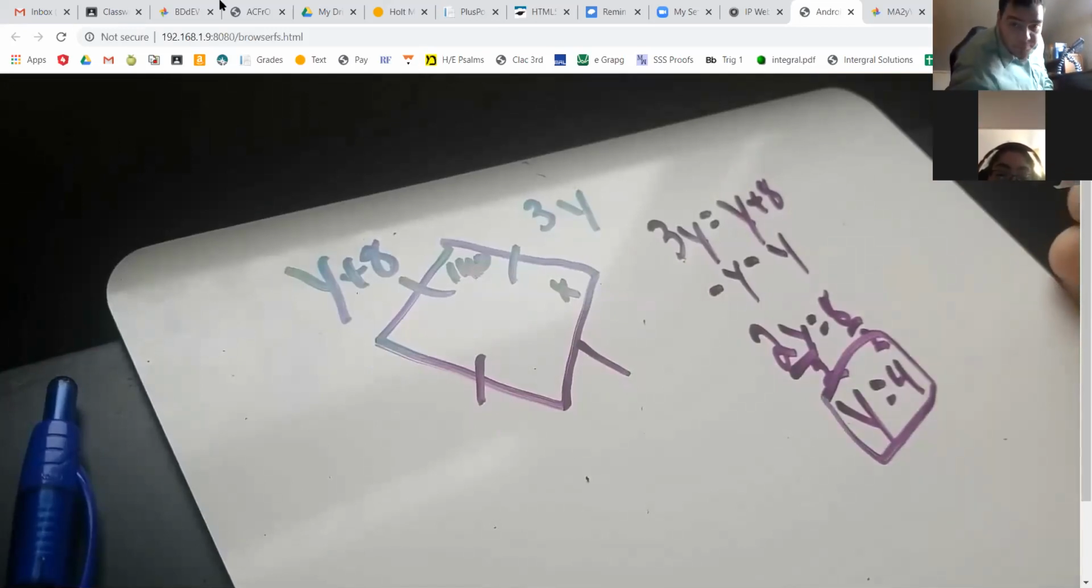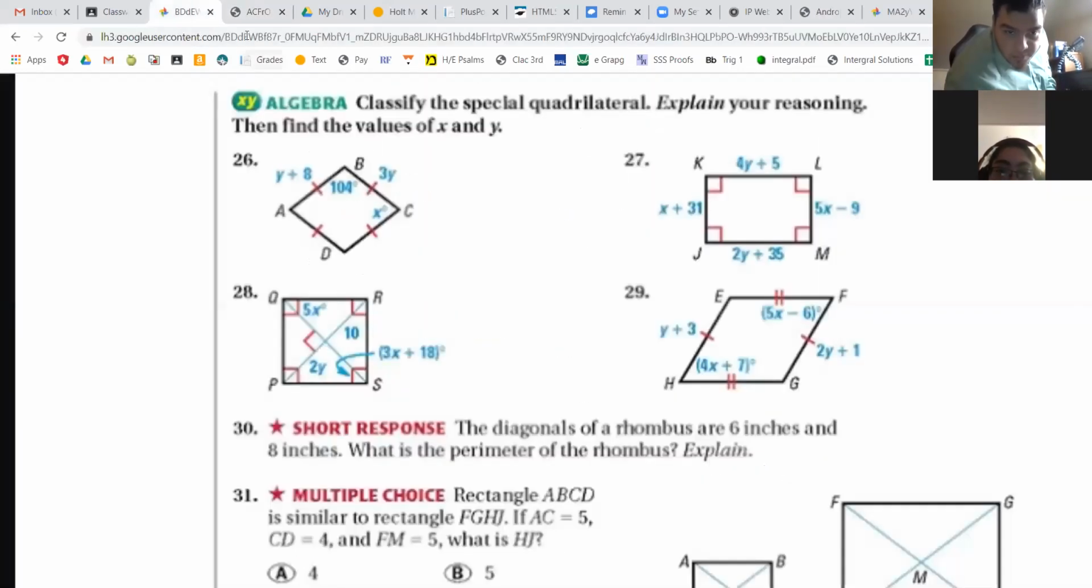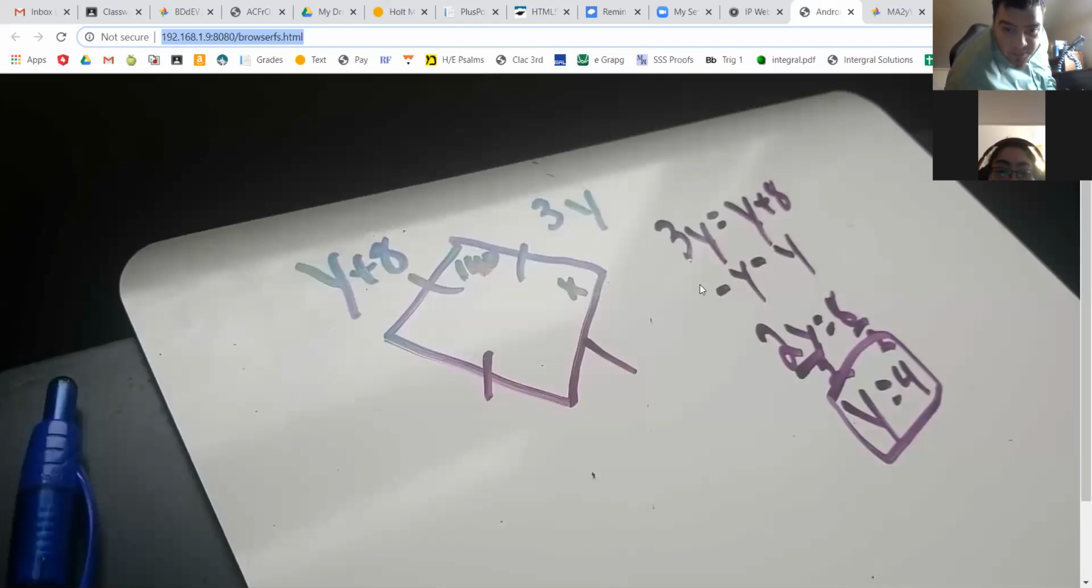And then the next one, somebody was in the waiting room, I must have missed them. And then the next one, I think is 140. Let me just look real carefully. Yeah, 104. 104 and x.